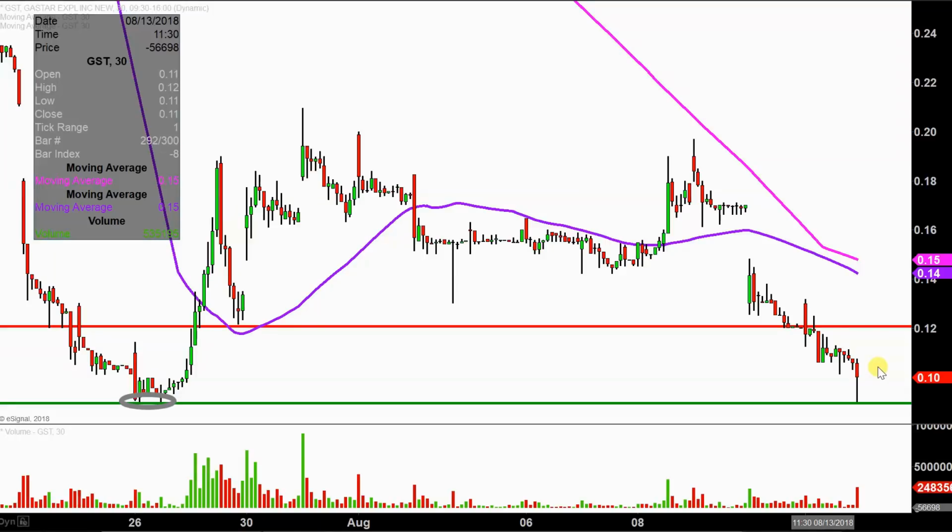So who knows, maybe there is going to be some sort of bounce coming, but again, in the event there is a bounce, 12 cents is definitely going to be that first key hurdle and level that the bulls will have to fight up above.